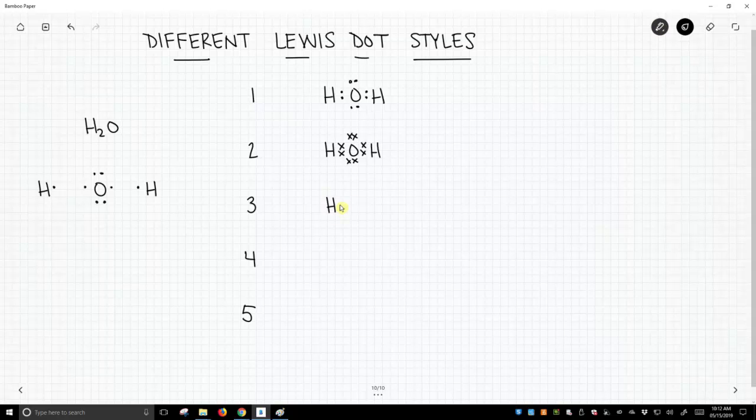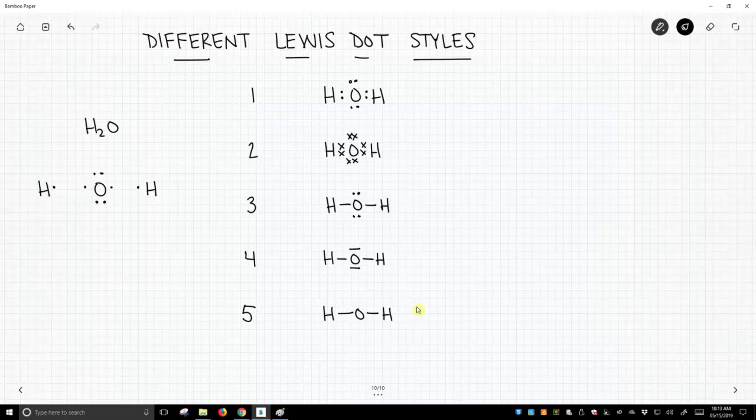Another way is to show bonds as lines and lone pairs as two dots of electrons. That's a common method. Yet another way is to show all pairs of electrons, whether they're bonding pairs or lone pairs, as lines. So that oxygen would still have a full octet. Another way is some people will say, we don't need to show the electrons on oxygen because you're required to show charges. If you don't show the lone pairs, the reader should be able to figure out whether there are lone pairs or not. So these are 5 different ways.